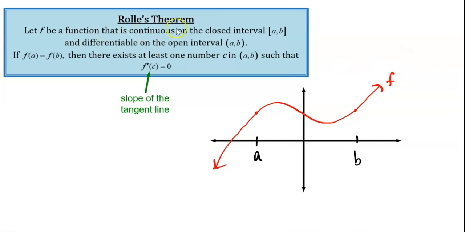As you can see, f is continuous on that closed interval [a, b], and also differentiable. It's nice, smooth, and continuous, and doesn't have any sharp turns or discontinuities. As long as f of a is equal to f of b, and these two conditions are met, that means there has to be at least one number c somewhere in (a, b) such that the slope of the tangent line at that c value, so for example, this tangent line right here, would have to be 0. Let's take a look at an example.